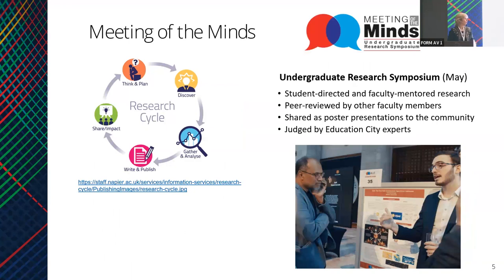So, the Undergraduate Research Symposium is a celebration of our students' research output. It's held once a year, usually in May, and it allows students who go through the whole research cycle that I showed here to represent their student-initiated, faculty-directed research. We have students participating from all years of study.